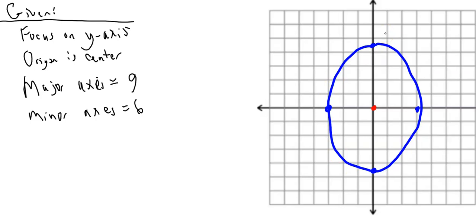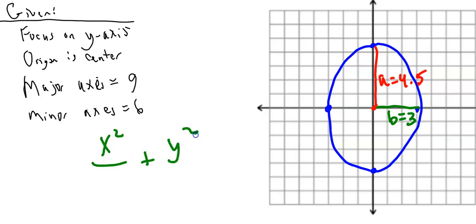And so we need to figure out some of the values here, like this distance from here to here is going to be a, which is 4.5. And this distance from here to here is b, and that looks like it's equal to 3. So we know our a and our b. We can probably write our equation at this point: x squared over something plus y squared over something equals 1. Vertically, we're going up 4.5. I might write it this way.